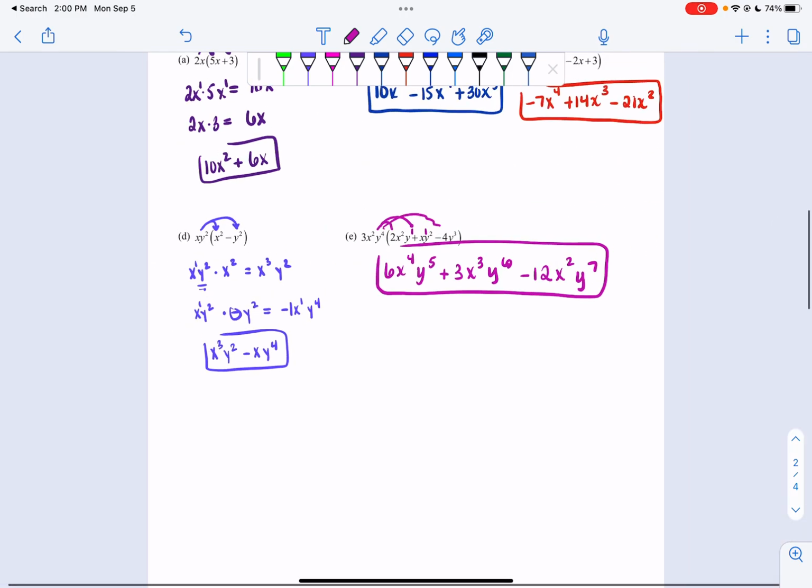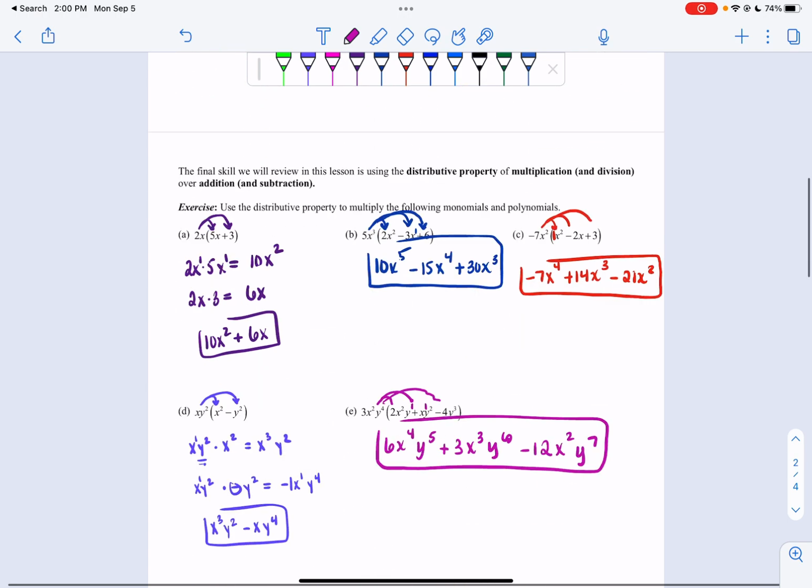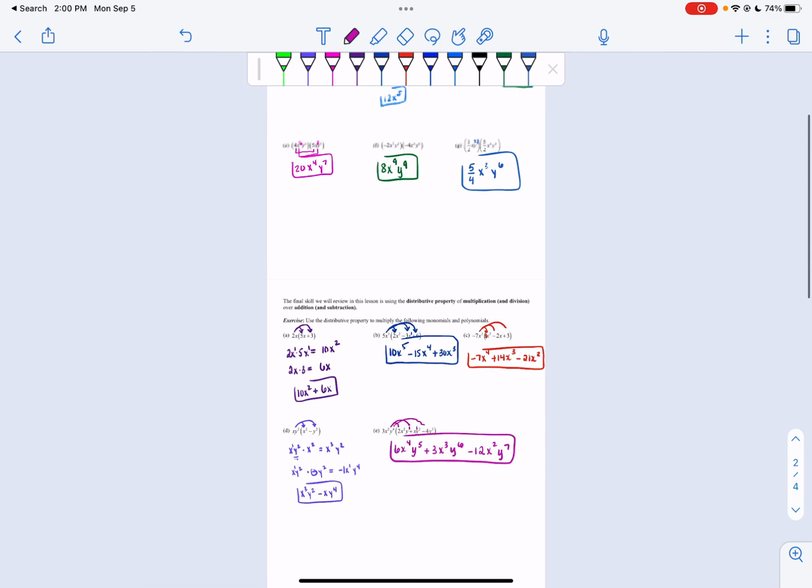So that is how you distribute a monomial to an expression that contains more than another monomial, so like a binomial, a trinomial, or even a polynomial. And that's it for today.